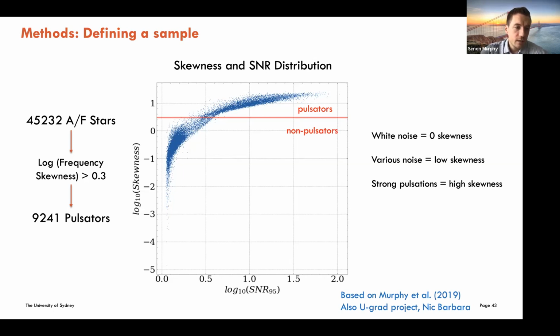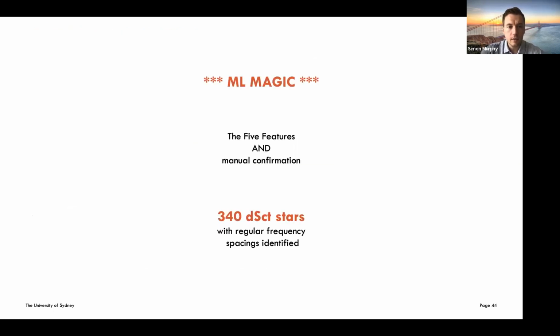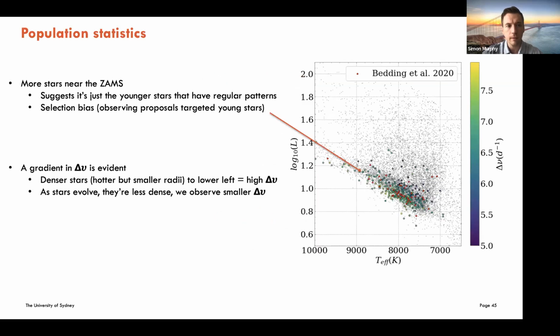So Will took these 9,241 pulsators. He did his machine learning magic, which consists of the 5 features, and he also manually confirmed the results. He ends up with 340 delta Scuti stars with regular frequency spacings identified, right? So these stars with those nice regular patterns. And that allows us to do these population statistics.